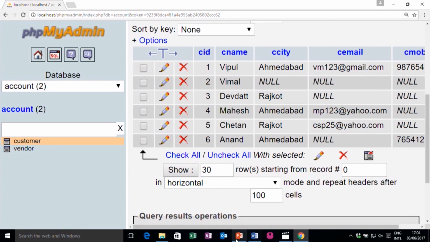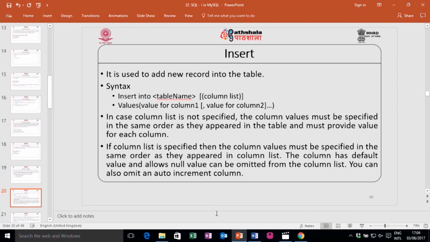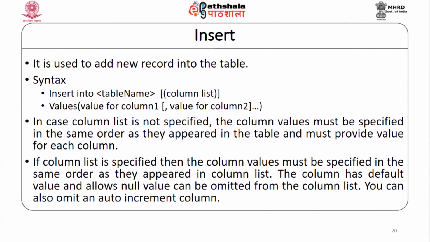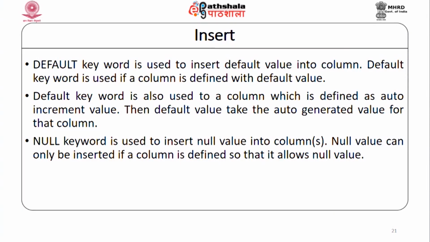So, this is all about insert. You can insert records in that way. As we saw, the default keyword is used to provide a default value, and when you create a table you can write default and the corresponding default value. So, when you insert values and do not insert a value for the default column, it will take the default value. If you provide a value, then the default value is overridden by the value provided by you.